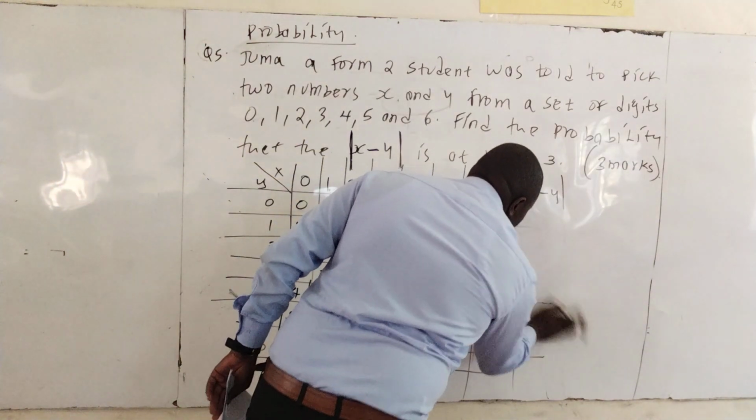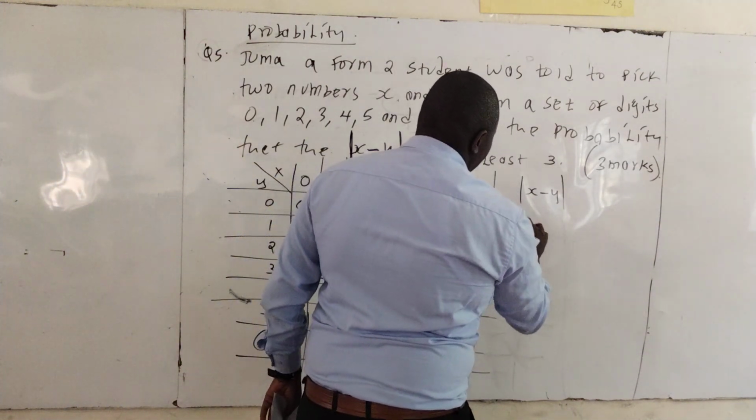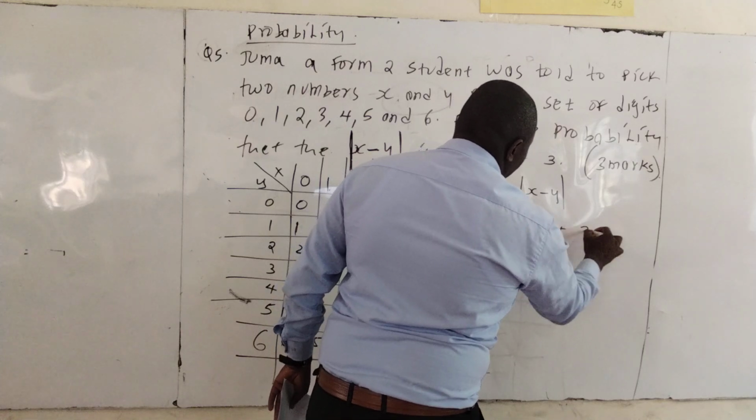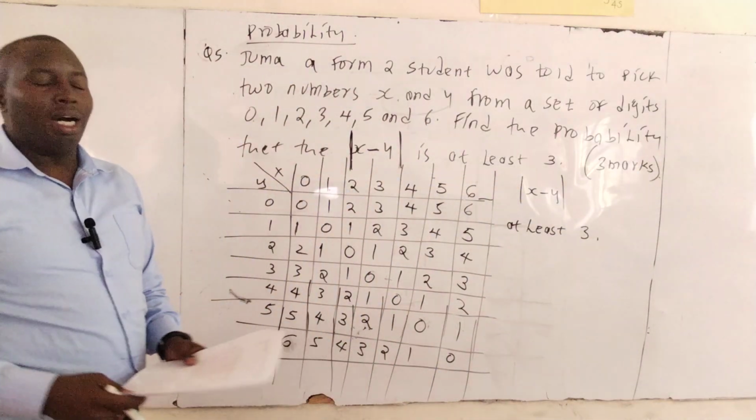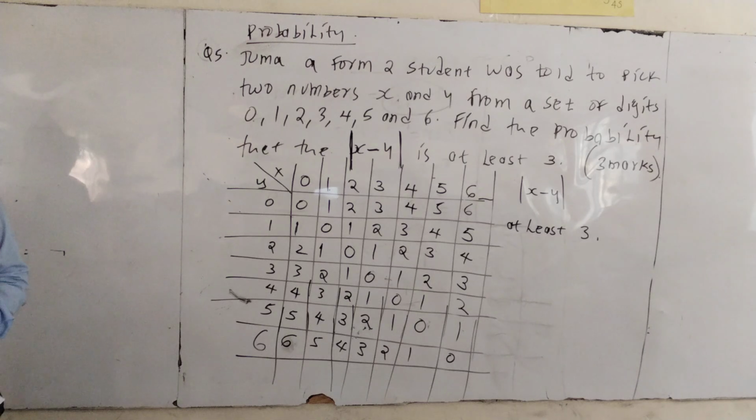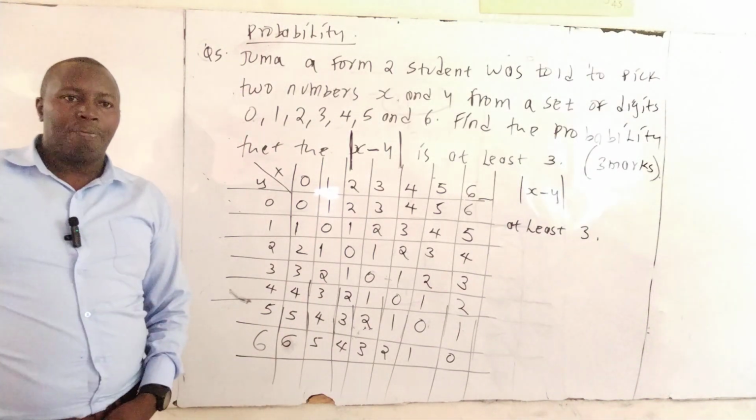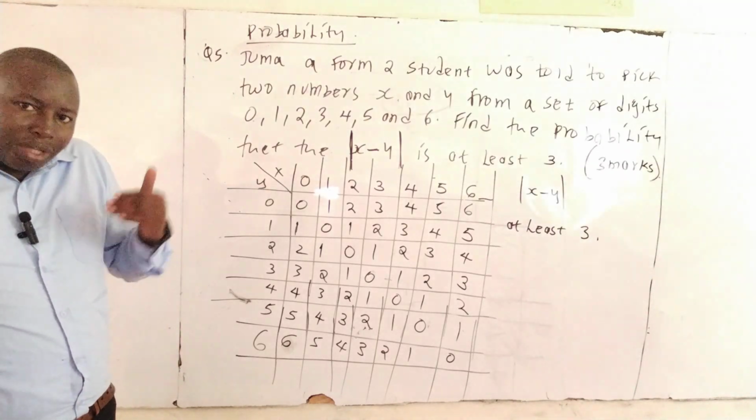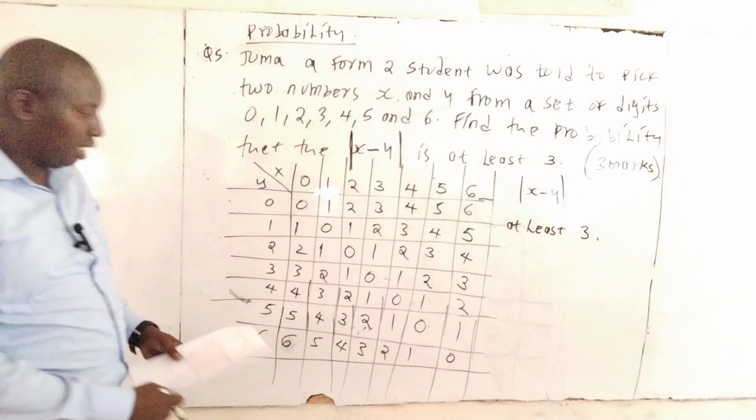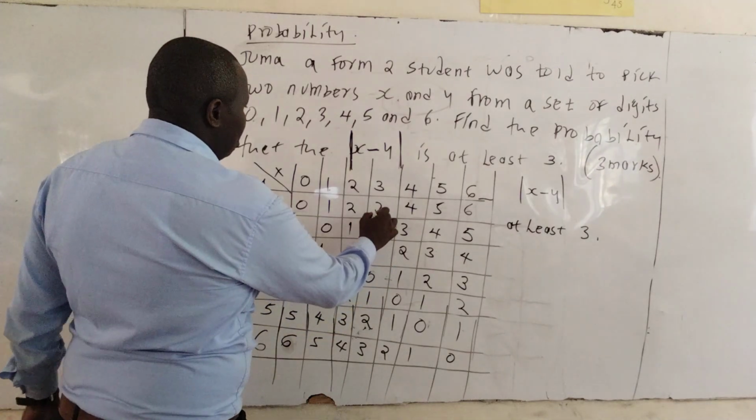What does at least 3 mean? At least 3 means the minimum is 3. It is either 3, 4, 5, or even 6. But the minimum should be 3. That's what we talk of, at least 3. So can we see the outcomes here from 3 and above? We can start here and count this.